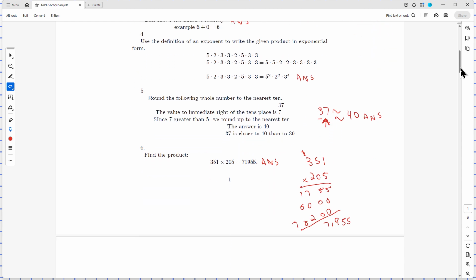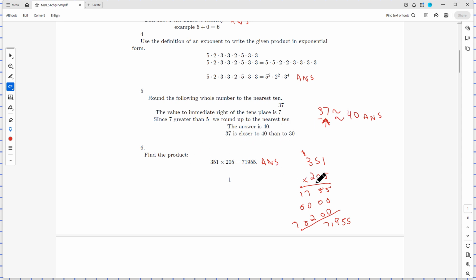Number 5, round to the nearest 10. So there's my tens place. There's my check digit in the 7. 7 is greater than 5, so we can round up to the nearest 10. So the nearest 10 will be 40. 37 is closer to 40 than 30.